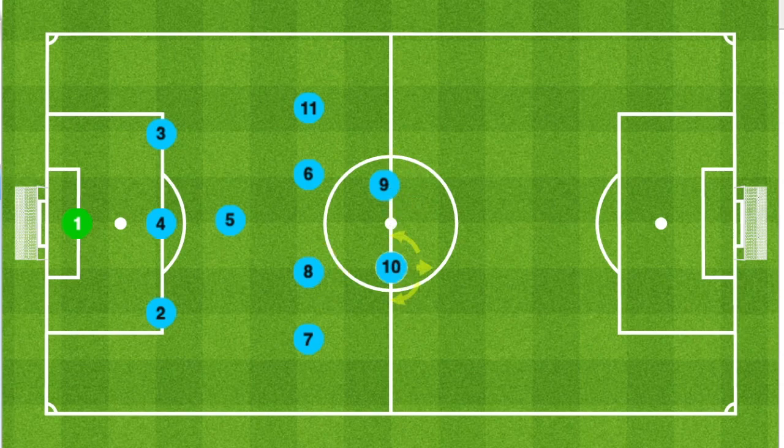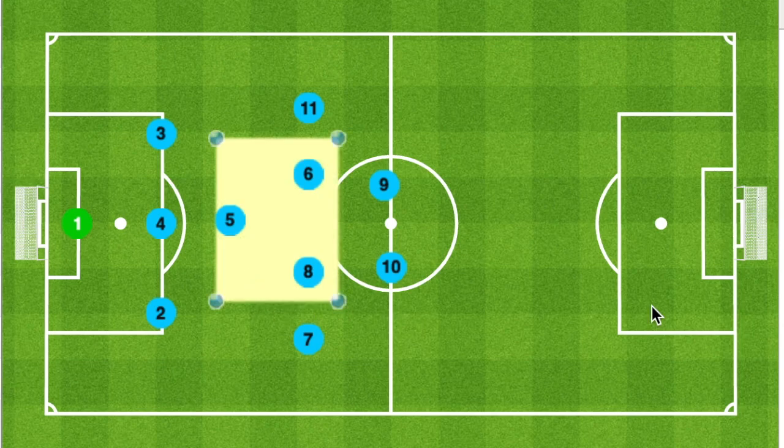Let's first take a look at the partnerships that are created when we use this formation. So if we can make a square here to highlight what we have in the middle, you can see that we have 3 players occupying that center of the field, which allows for a lot of connections, triangles to be formed, and a lot of passing opportunities.